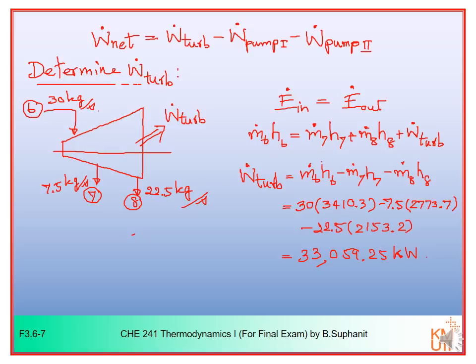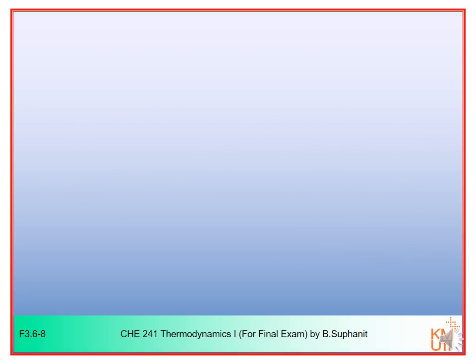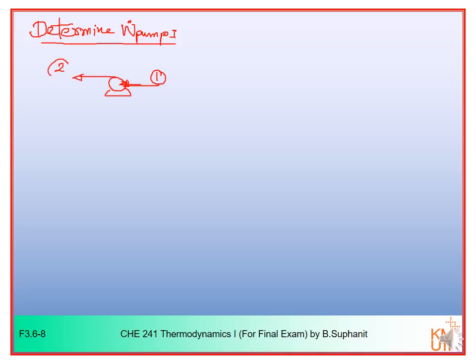Now let's calculate the next term, the work required for the first pump and for the second pump. So we will determine the work required for the first pump, W pump number 1. We can do the energy balance around the first pump. The flow coming in at number 1, the outlet coming out at number 2, and you need power to drive this pump, W pump 1. The flow rate through this pump would be 22.5 kilogram per second.